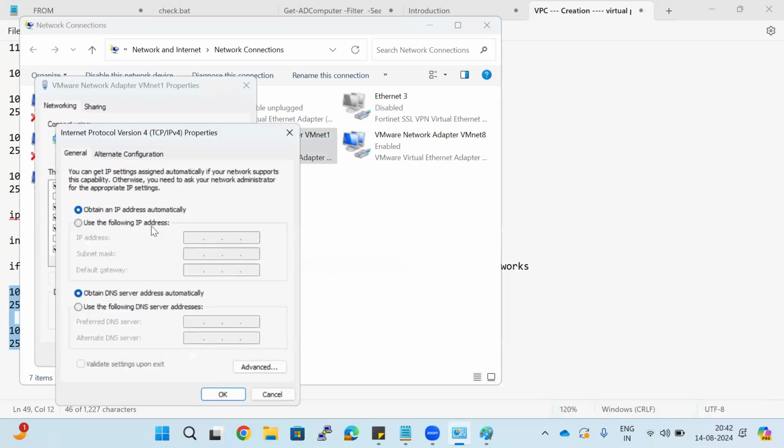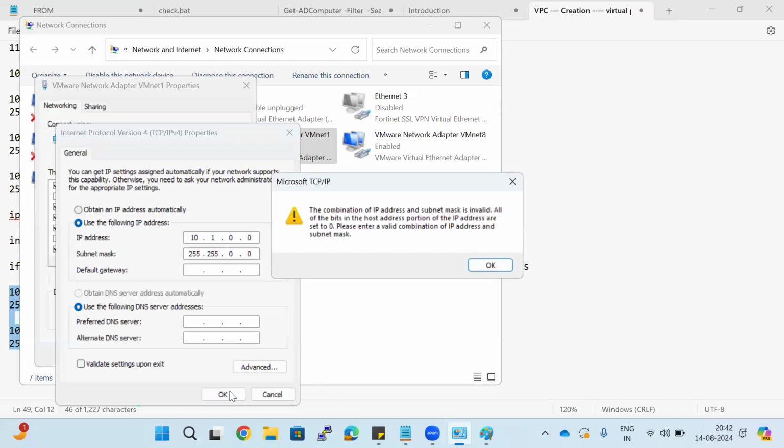So I will assign like this: 10.1.0.0, 255.0.0.0. If I assign this, look at that. What I am getting: the combination of IP address and subnet mask is invalid. All of the bits in the host address portion of the IP address, host address portion meaning the third and fourth octet, are set to 0.